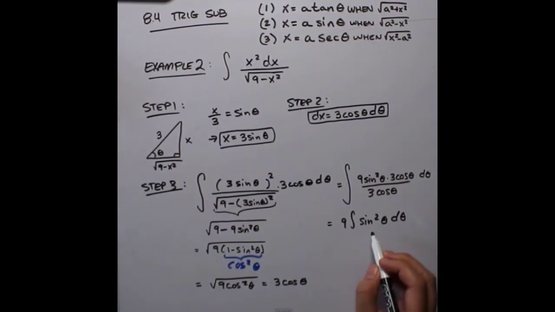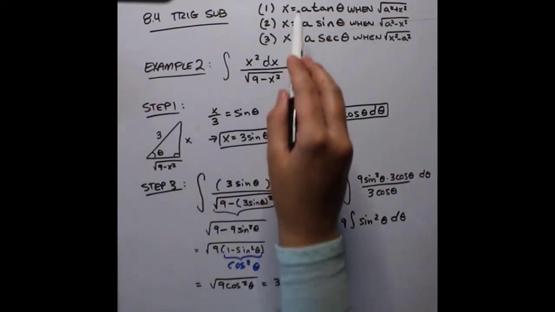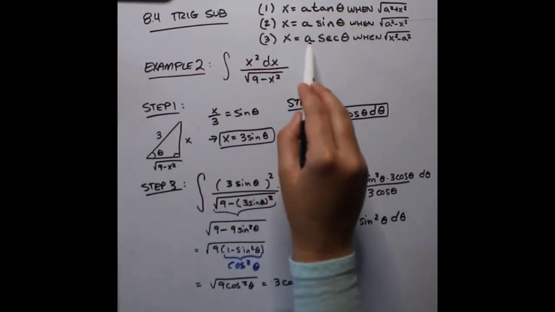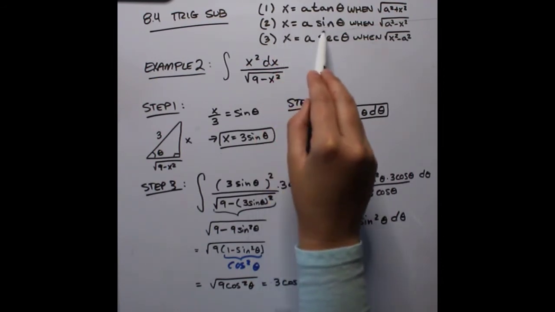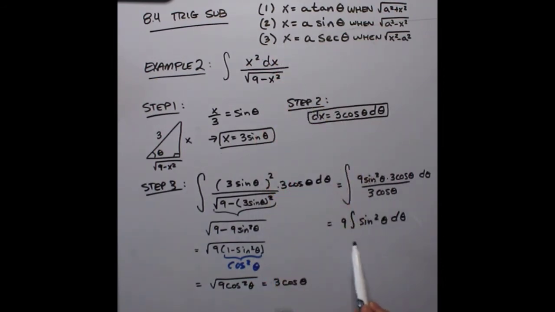So this is a whole lot easier to solve now. However, we do need to use another trig identity to substitute here. So this is not necessarily a trig sub. Trig sub refers to subbing in for your variable x one of the trig functions. At this point, we're just doing a trig identity.